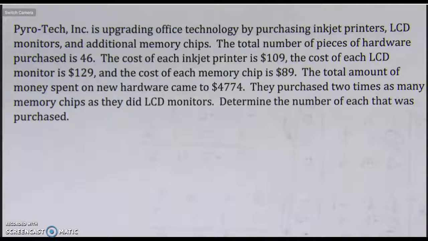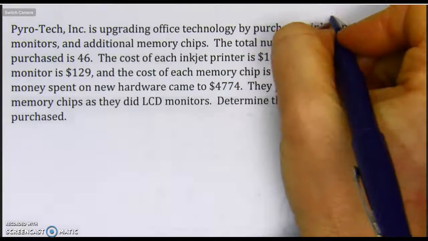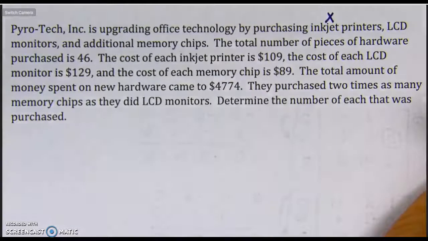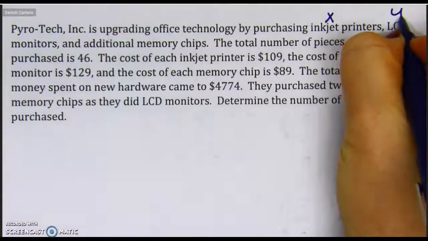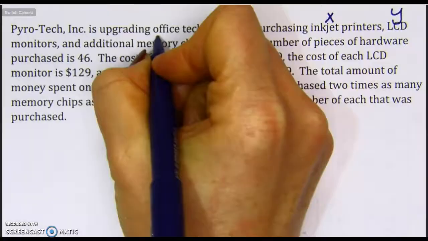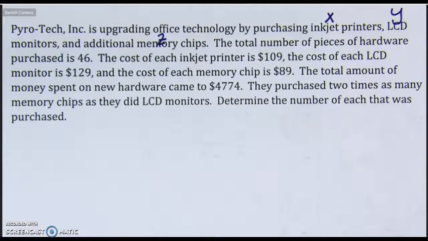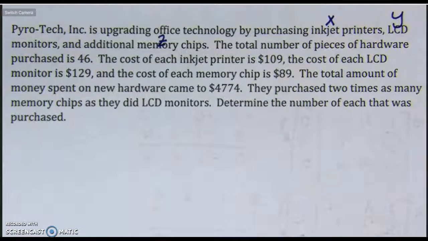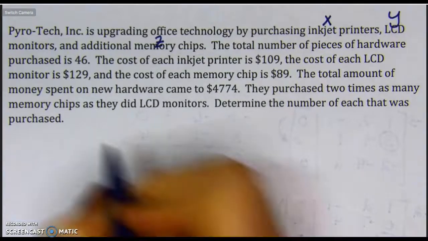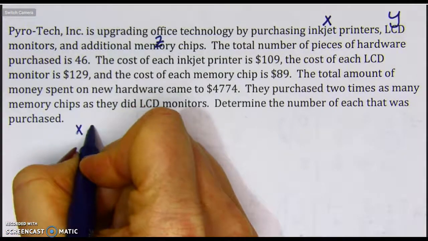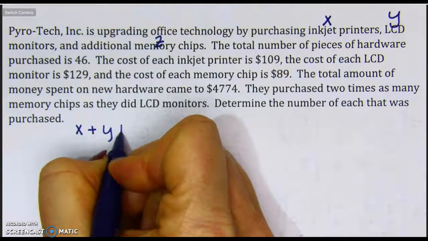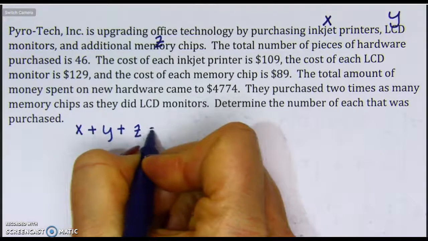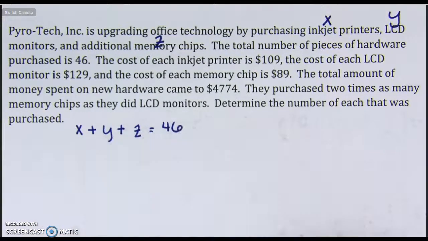So let's let X be the inkjet printers. Let's let Y be the LCD monitors, and our memory chips be Z. We know some things here. We know that when we purchased all of the items together, there were 46 total items. We also know the cost of each and the total amount that was spent.